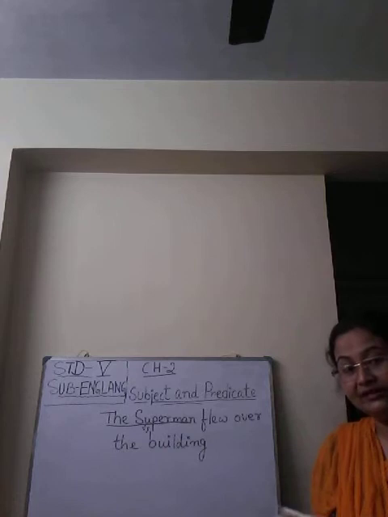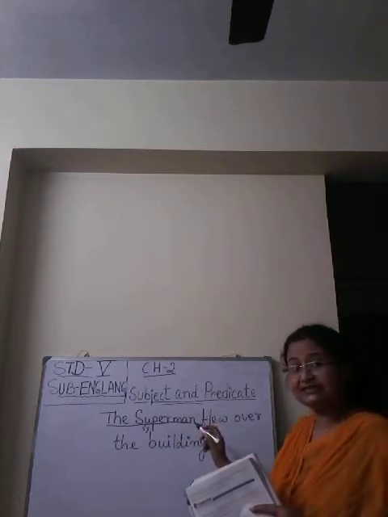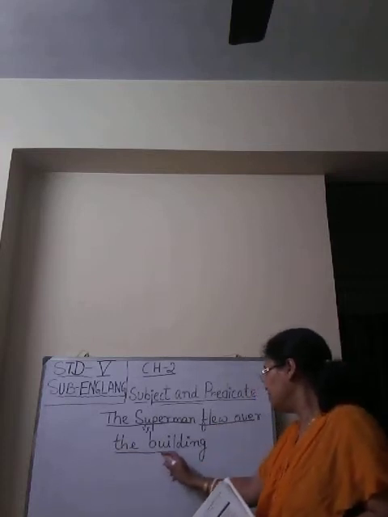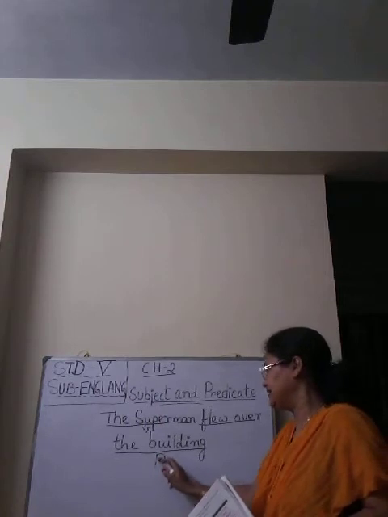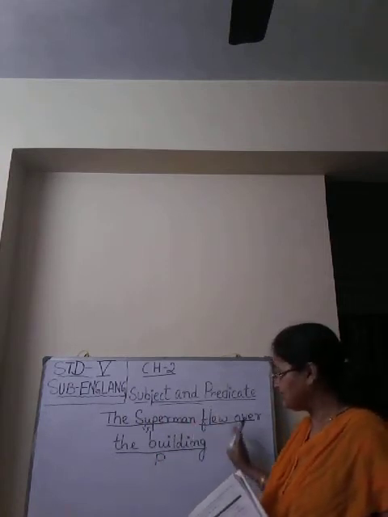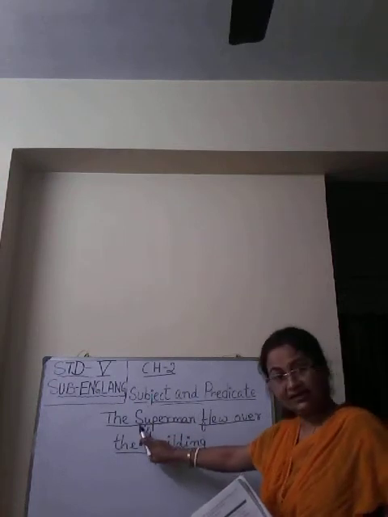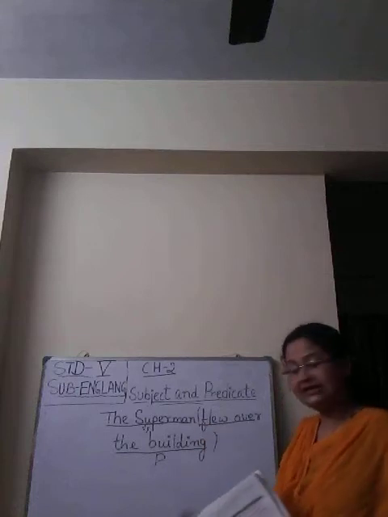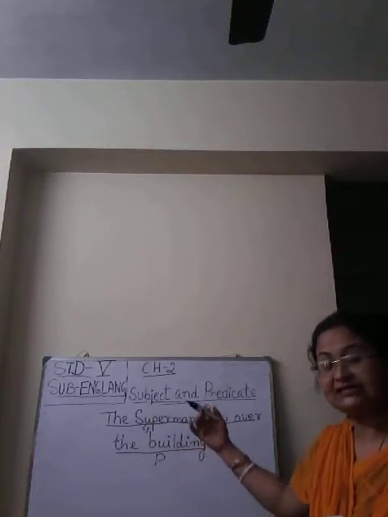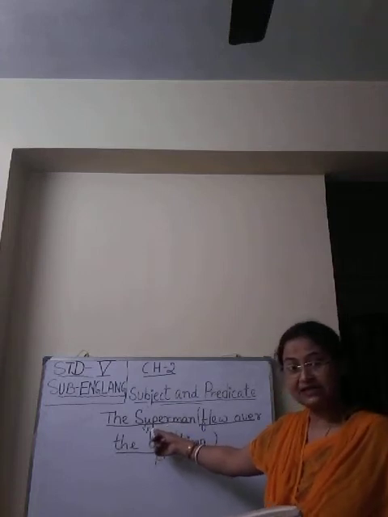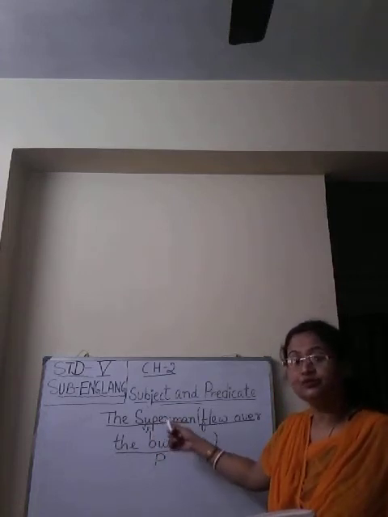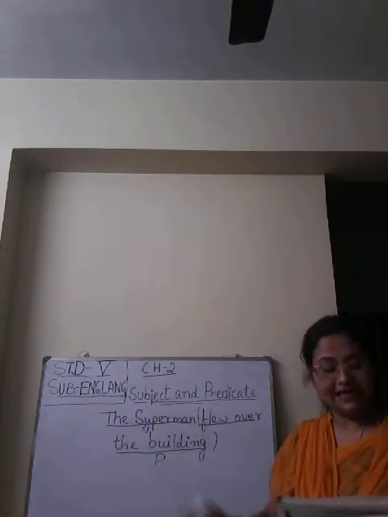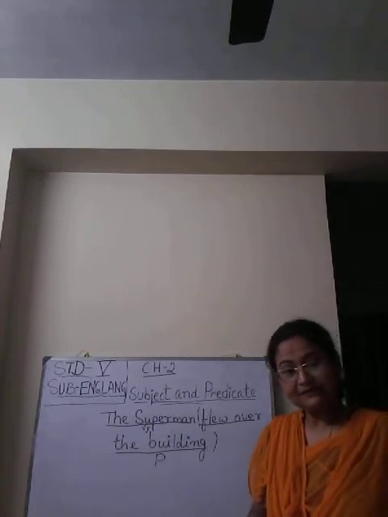So from where will the predicate start? From "flew" we will start: flew over the building. It is the predicate, because this part of the sentence, from "flew" to "building", speaks about the subject, and the subject here is Superman. This is how we identify the subject and predicate of a sentence.